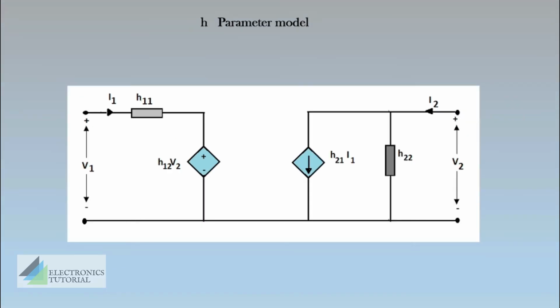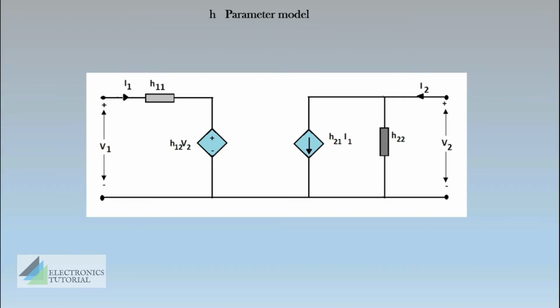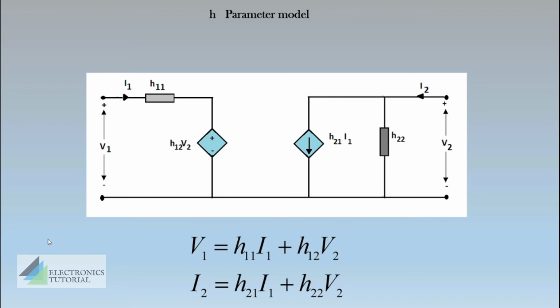This is an H parameter equivalent circuit. This can also be drawn by using the expression for H parameters. First one is V1 is equal to H11 into I1 plus H12 into V2.